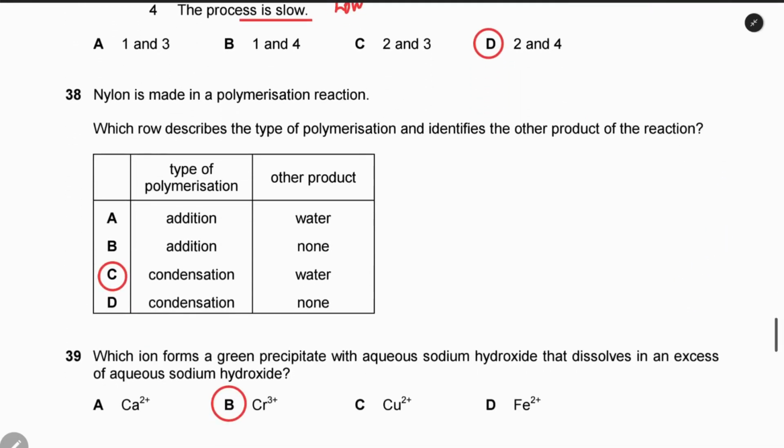Question number 38. Nylon is made in a polymerization reaction. Which row describes the type of polymerization and identifies the other product of the reaction? Whenever we make nylon, it goes through condensation polymerization, and with that we remove water from the reaction. So the other product is going to be water. So the first is condensation polymerization and the other is water.